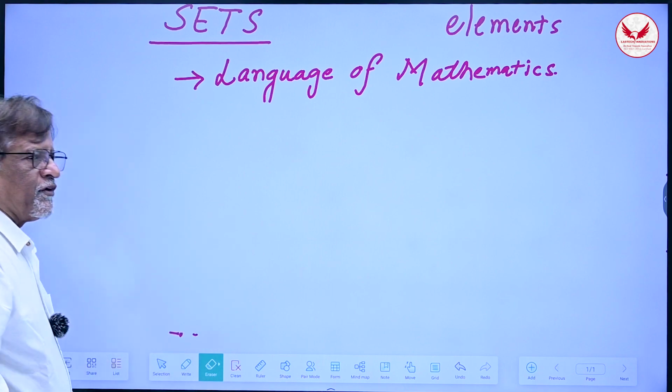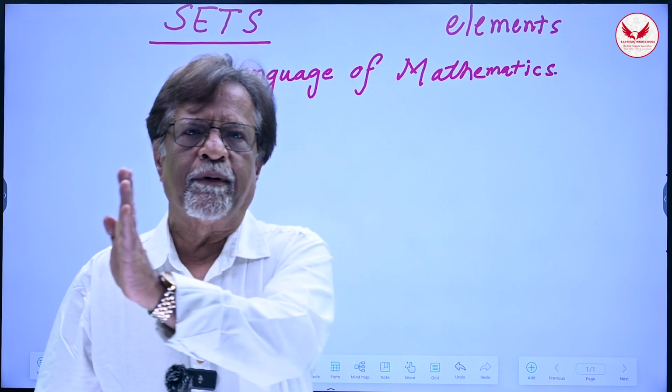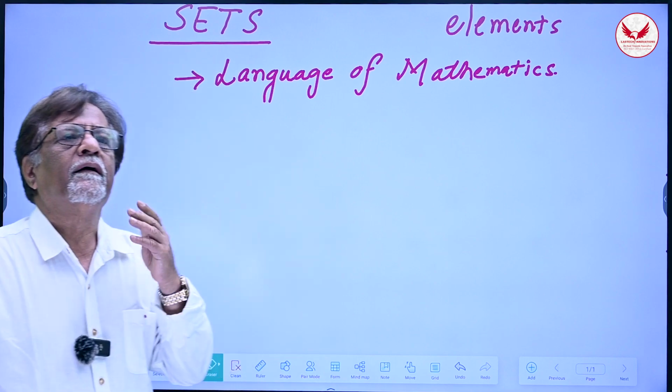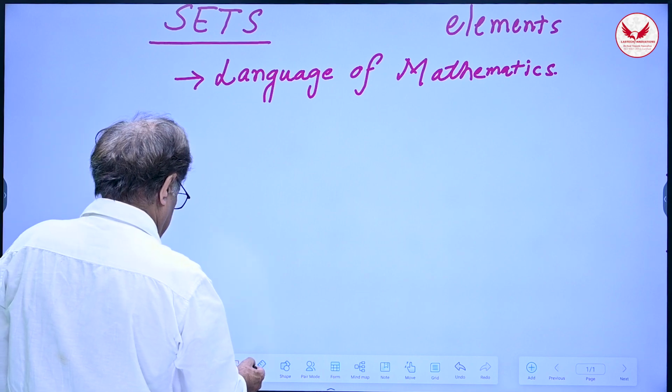So there are problems of this type, where you are given a rule method, a set is described by your rule method, and you have to find the set in the list form. For example, let us see a very simple example.